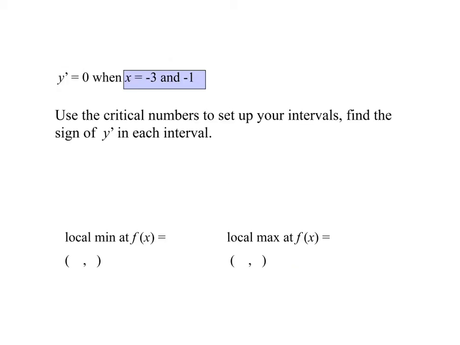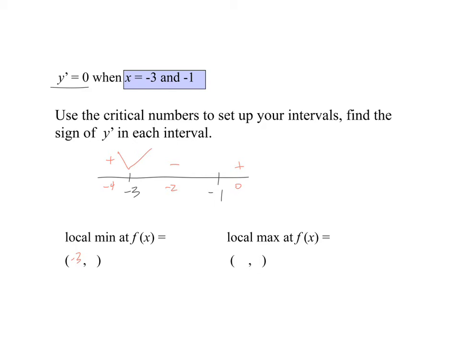So to recap, the most important step is to solve your first derivative equation equal to 0. That'll give you the locations of where the max and mins could be. Then what we want to do is test on either side of those intervals. So we tried a negative 4, and that gave us a positive slope. We tried a negative 2, which gave us a negative slope. Then we tried a 0, which gave us positive again.